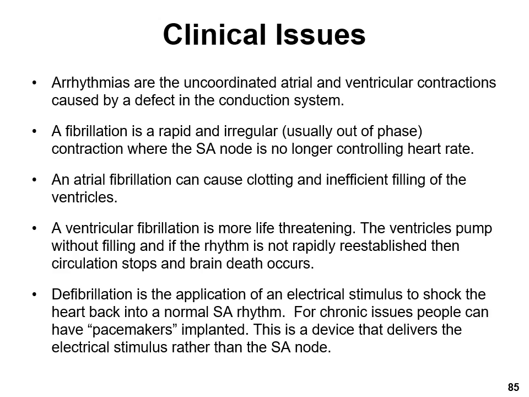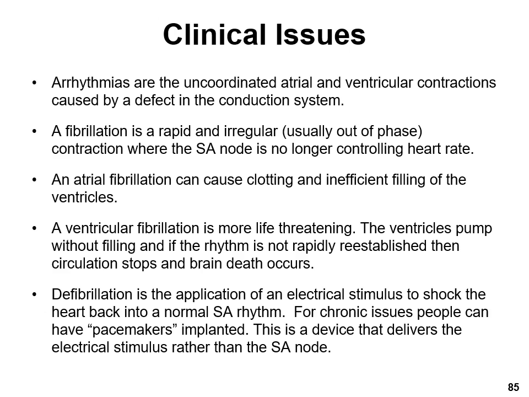So with the heart, we can get arrhythmias, which are uncoordinated atrial and ventricular contractions caused by a defect in the conduction system. We already went over a few examples of those, like atrial fibrillation, PVCs, etc. Fibrillation is a rapid and irregular contraction where the SA node is no longer controlling the heart rate. AFib, as I mentioned once, can cause clotting and inefficient filling of the ventricles.